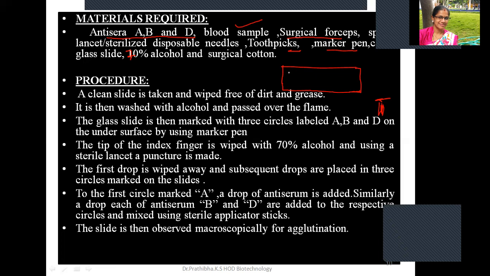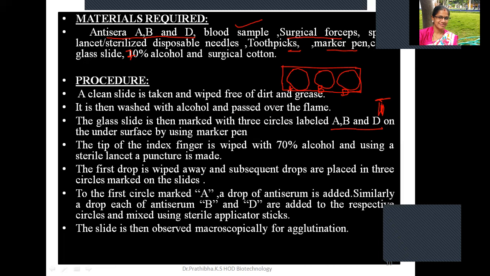In the bottom portion you need to draw the 3 circles properly. This is the first circle, this is the second circle, and this is the third circle. I told you, from the bottom you need to write, under the slide. In the first circle you write A, in the second circle you write B, and in the third circle what do you write? C? A, B, C, is it correct? No. You need to write it as A, B, and D.